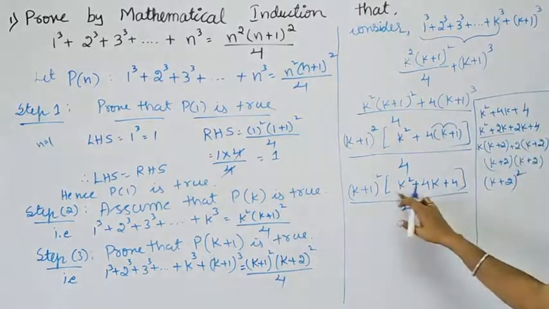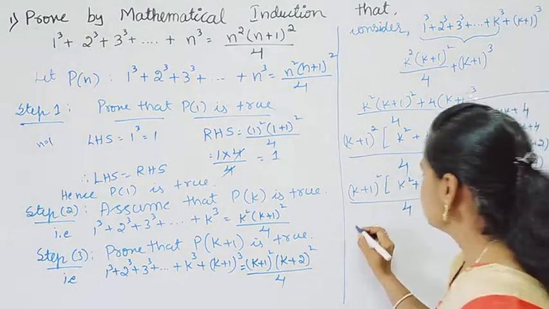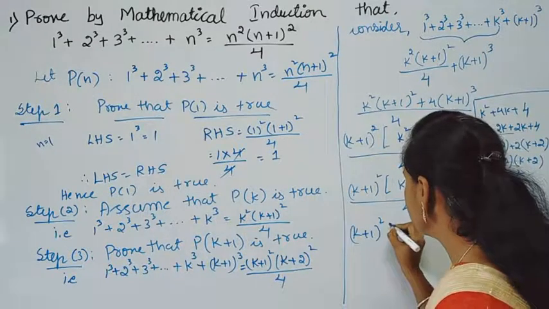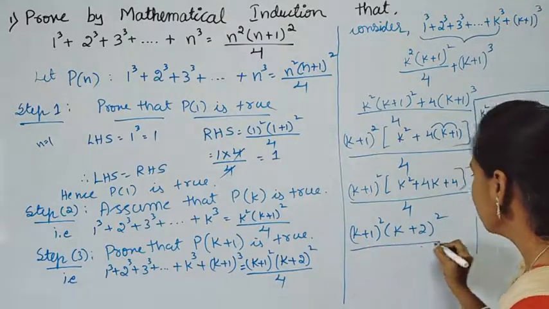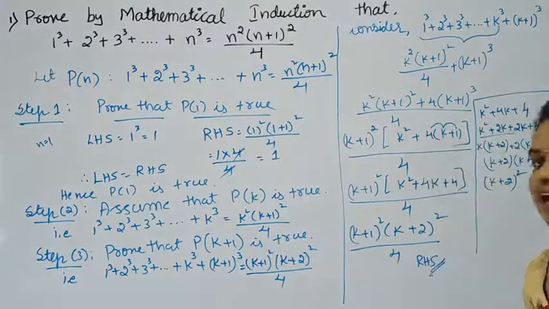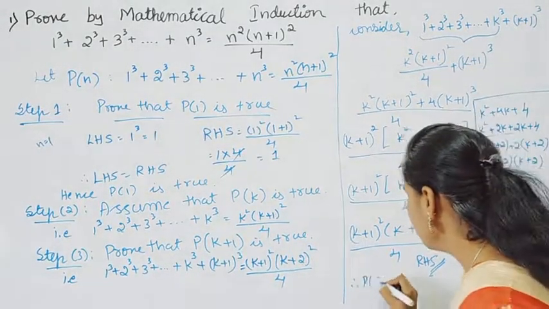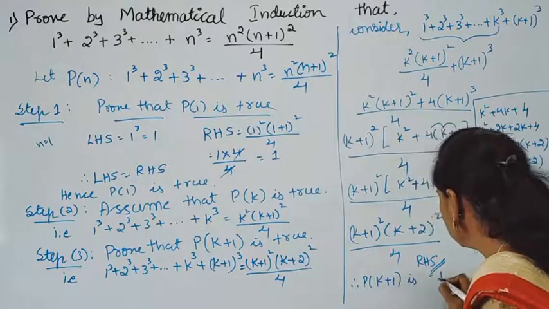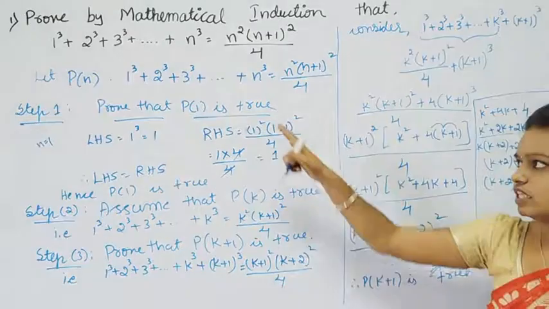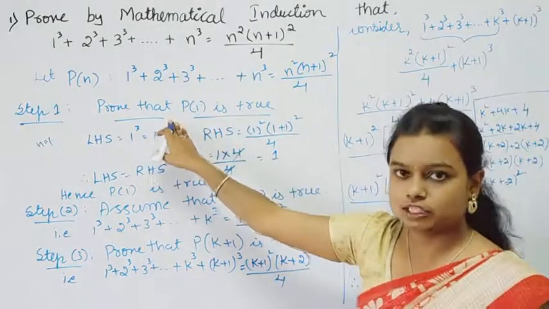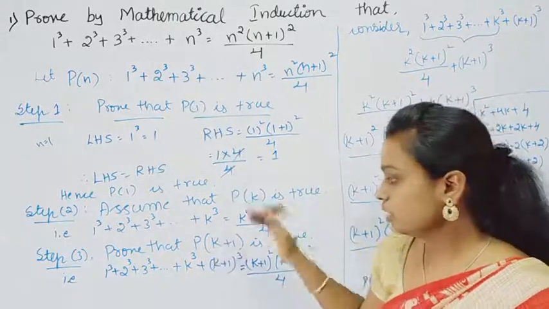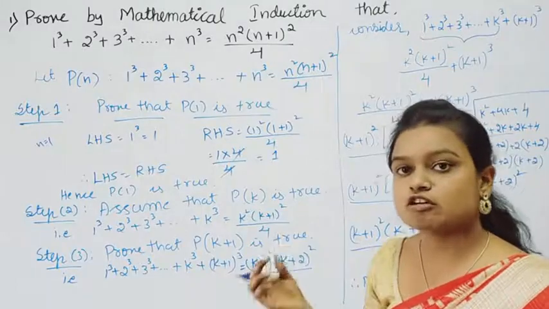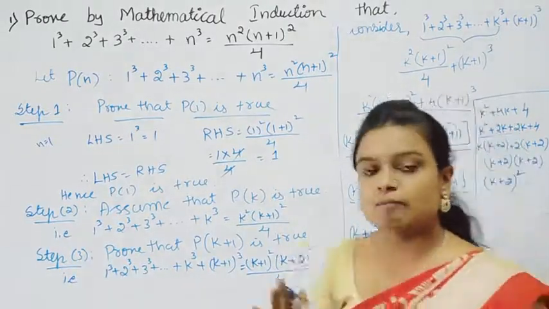So replace this term by (k plus 2) the whole square. So (k plus 1) the whole square into (k plus 2) the whole square, whole divided by what? 4. And this is our RHS. Right? So therefore P of k plus 1 is true. So in the first step we prove that P of 1 is true. In the second step we assume that the given result is true for some k. So in step 3 we prove that P of k plus 1 is also true. So all the 3 steps are completed.